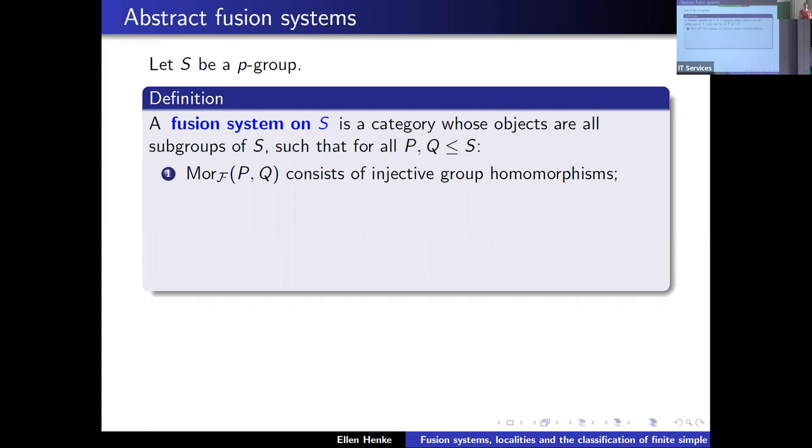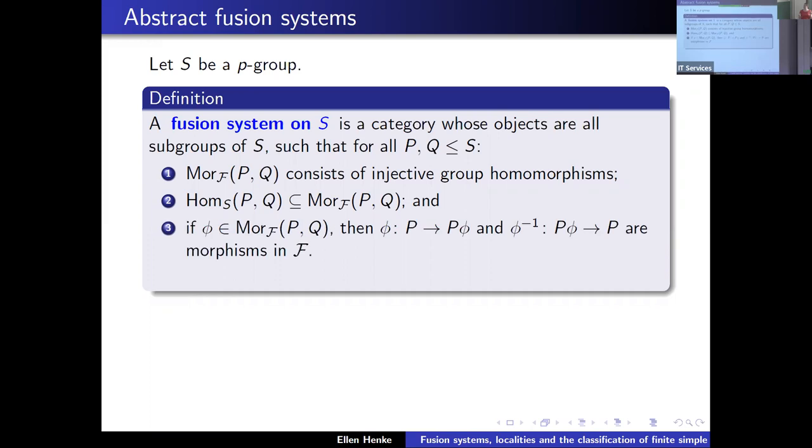So first of all, they are all injective group homomorphisms. Then we include the conjugation homomorphisms by elements of S. Yeah, so we still have these. And then we have a technical axiom. If we have a morphism in F from P to Q, then we can restrict the target and get something bijective, take the inverse, and these are still morphisms in F. Okay, so these are some relatively weak axioms.